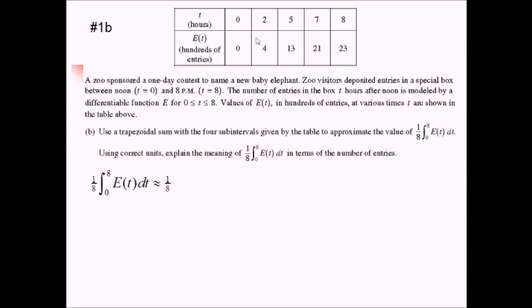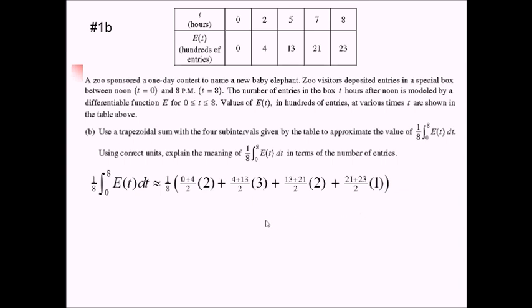So our first interval is from 0 to 2, so we've got 0 plus 4 over 2 times a height of 2. Next, we have 4 plus 13 over 2 times a height of 3. Next, 13 plus 21 over 2 times a height of 2. And finally, 21 plus 23 over 2 times a height of 1. And you actually don't have to simplify this. You could just put the units on this. And the units, since we're taking the average number of entries, are the same as the original, so this would just be hundreds of entries.